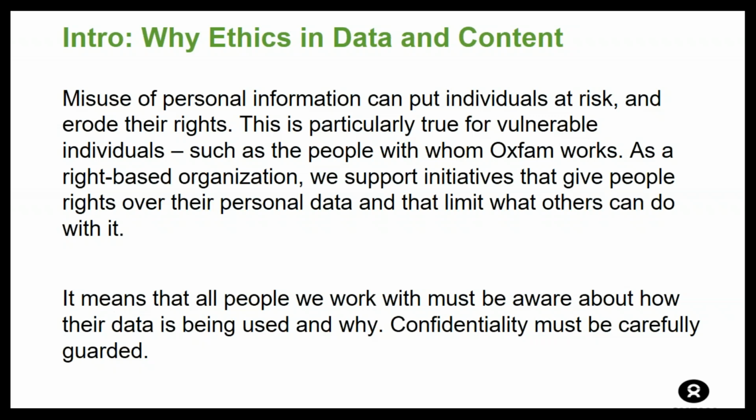And this is especially true for the people that Oxfam works with, because we work in vulnerable areas, we work with marginalized communities. Therefore, we need to think about that and follow the rights-based principles that we have in any initiatives that we do. And that's why we need to be especially careful with personal data and the limit that other people can have with that data.